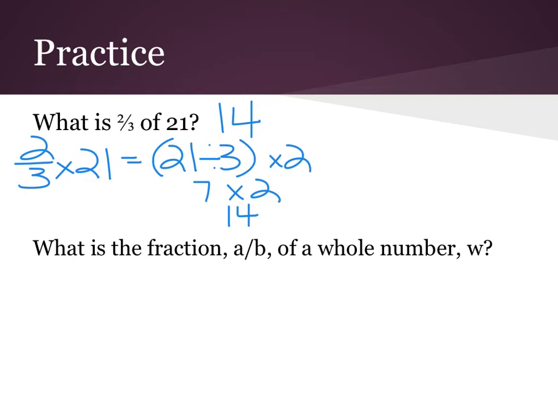The next question is using variables to get you to understand the generalization or the general rule. It's asking what is the fraction a over b of a whole number w? A over b of w is the same thing as a over b times w. This is just asking any fraction of a whole number when the denominator goes into the whole number evenly. Divide the whole number by the denominator and then multiply that by the numerator.